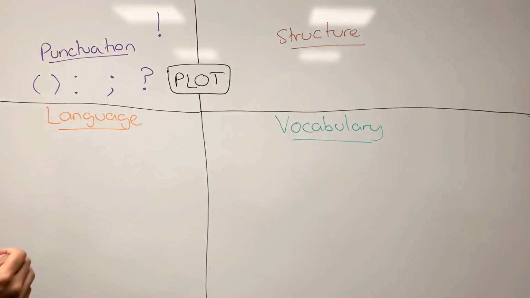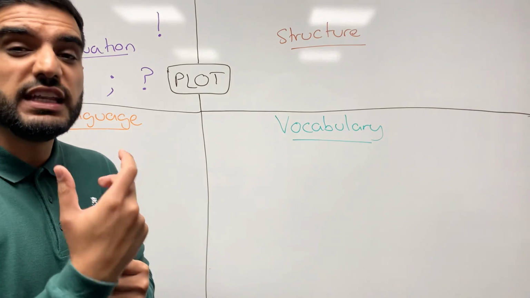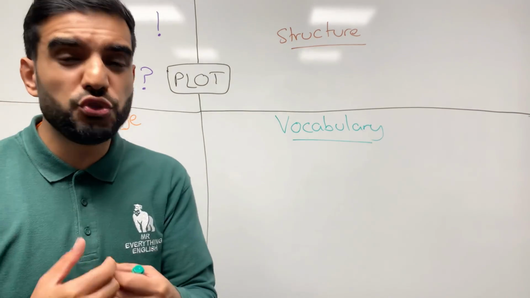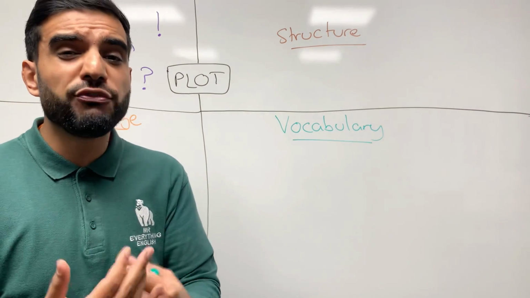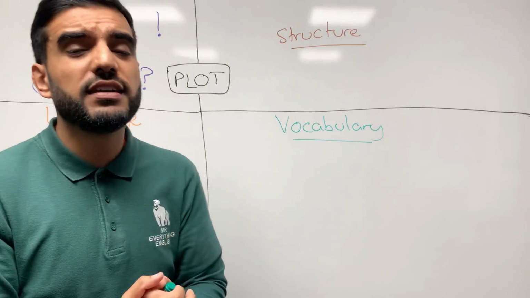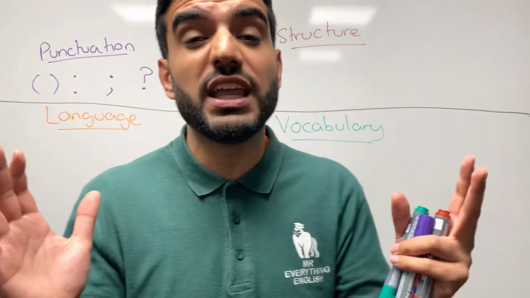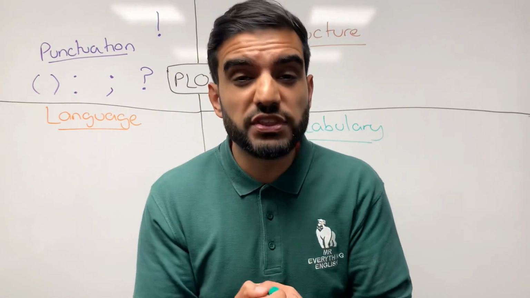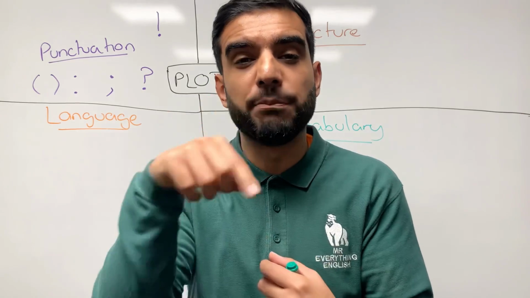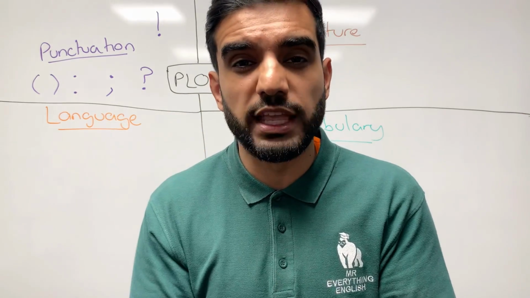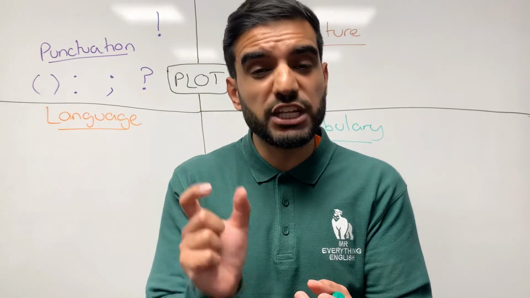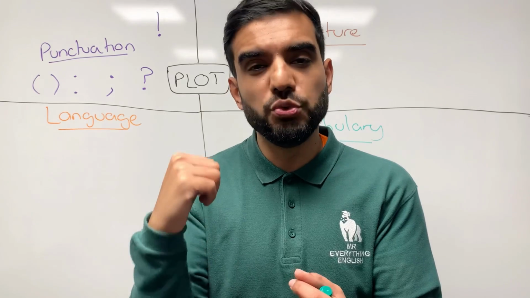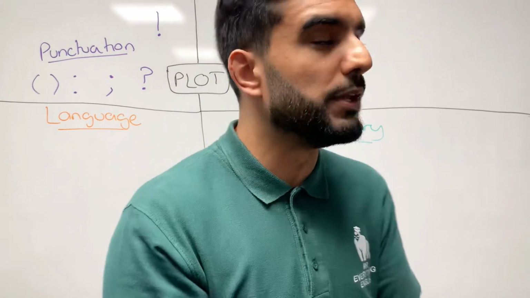Guys, a colon can be used before a short list, which is a list of 3. Or it can be used to introduce something or before a command. And brackets, guys, is used for extra information. Mr. Everything English was wearing a jumper (green). You provide the reader with extra info. Please use them inside your story.